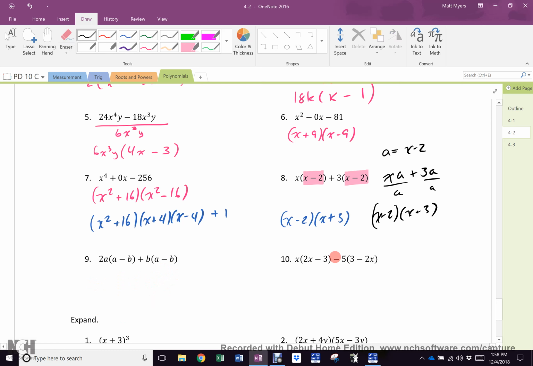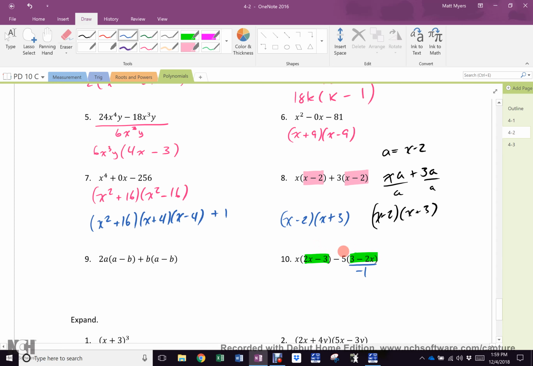What then looks similar in 10, but isn't quite? That and that are pretty close, aren't they? Yeah. But I need the 2x to be positive and the 3 to be negative. What can I do here to change it? I can divide it by what? Negative 1. Why? Because negative 1 is a factor of everything, isn't it?